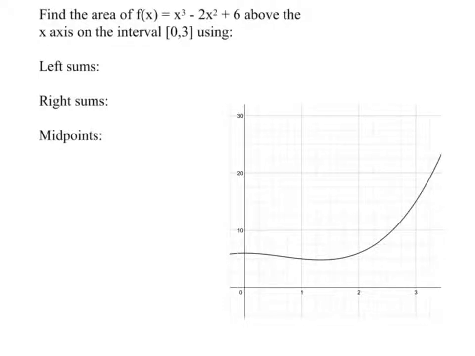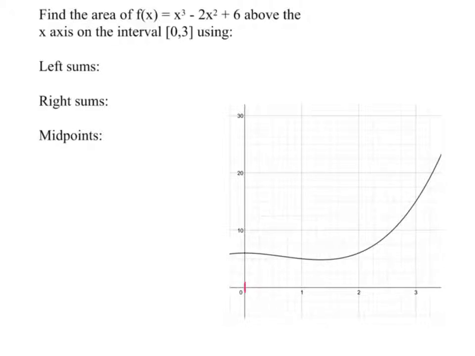In this video, we want to review the Riemann sum and introduce the trapezoid rule. Okay, so I'm going to do this pretty quick. We're going to estimate the area of the function x cubed minus 2x squared plus 6 using, first of all, a left-hand sum. So I just wanted to remind you, using a left-hand sum, if I'm going to break this into 3 intervals.